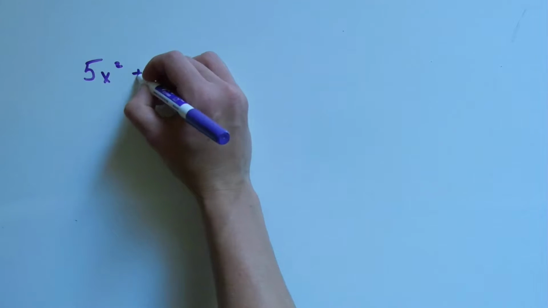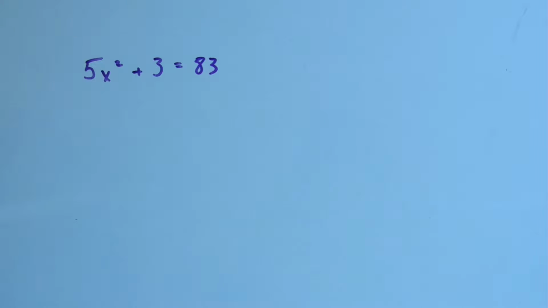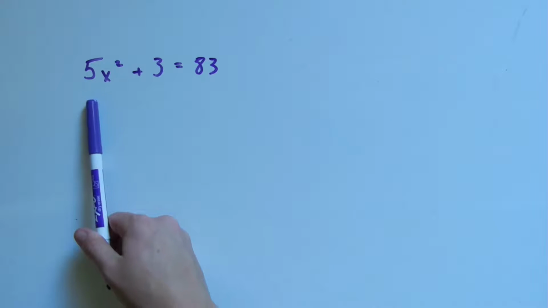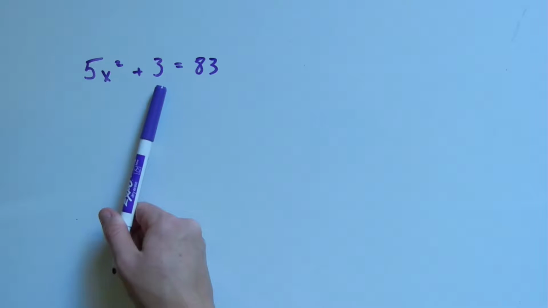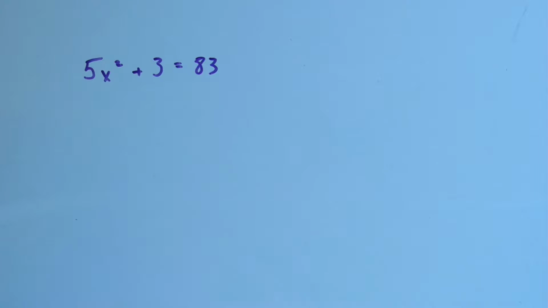In the last video, we went over properties of equality. So in this video, we're going to use those properties of equality to solve equations. Let's go ahead and solve our first equation. So our first equation is going to be 5x squared plus 3 equals 83.